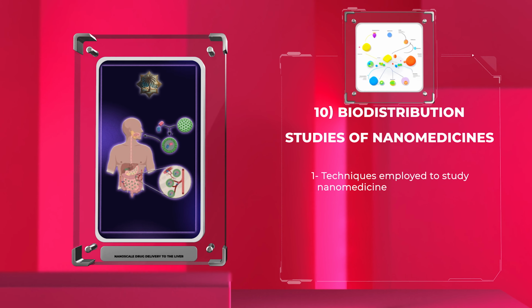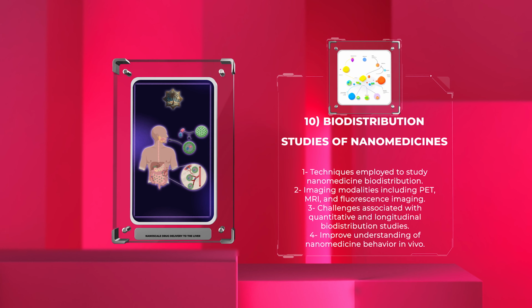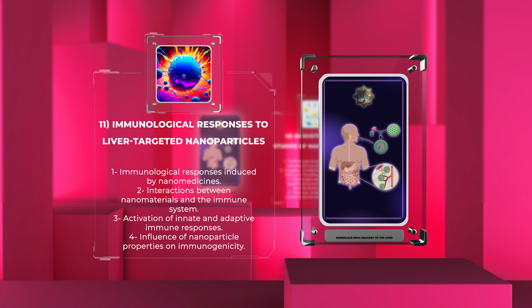In this section, we will explore the techniques employed to study nanomedicine biodistribution in preclinical and clinical settings. Imaging modalities, including positron emission tomography, PET, magnetic resonance imaging, MRI, and fluorescence imaging, will be discussed. Furthermore, the challenges associated with quantitative and longitudinal biodistribution studies will be addressed, aiming to improve our understanding of nanomedicine behavior in vivo. Immunological responses induced by nanomedicines play a pivotal role in determining their safety, efficacy, and clinical translatability.